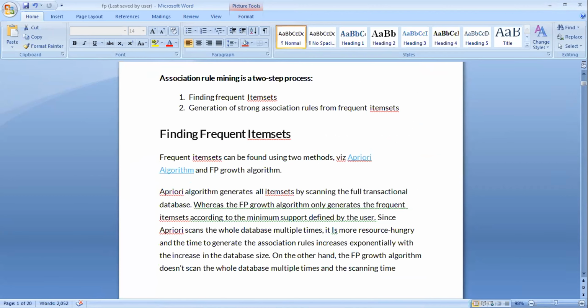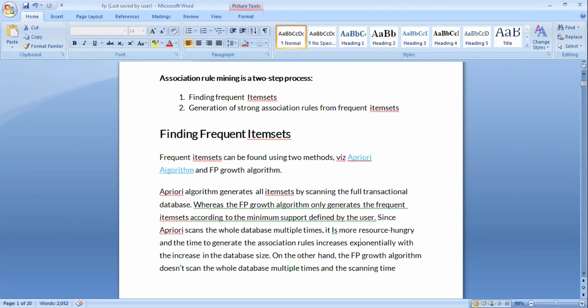The Apriori algorithm generates all item sets by scanning the full transactional database, whereas the FP growth algorithm only generates the frequent item sets according to the minimum support defined by the user. Since Apriori scans the whole database multiple times, it is very resource hungry, and the time to generate the association rules increases exponentially with the increase in database size.